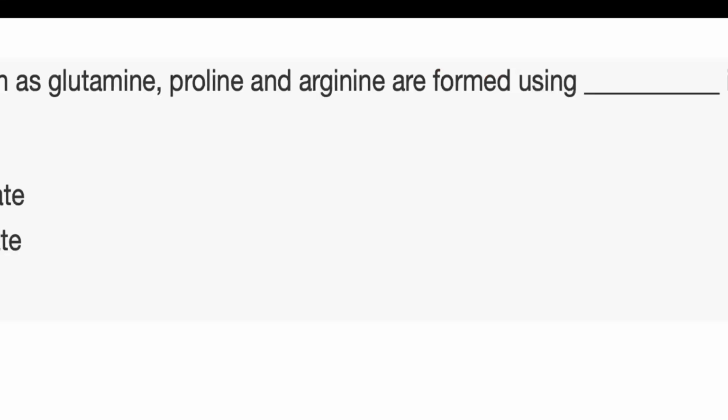Amino acids such as glutamine, proline, and arginine are formed using dash intermediate from Krebs cycle. This should be an easy answer for you guys. Amino acids such as glutamine, proline, and arginine are formed using dash intermediate from Krebs cycle. Option A, fumarate. Option B, oxalosuccinate. Option C, alpha ketoglutarate. Option D, succinate. Which of these will feed into amino acid biosynthesis pathways such as glutamine, proline and arginine? And one of these is an intermediate in the Krebs cycle.